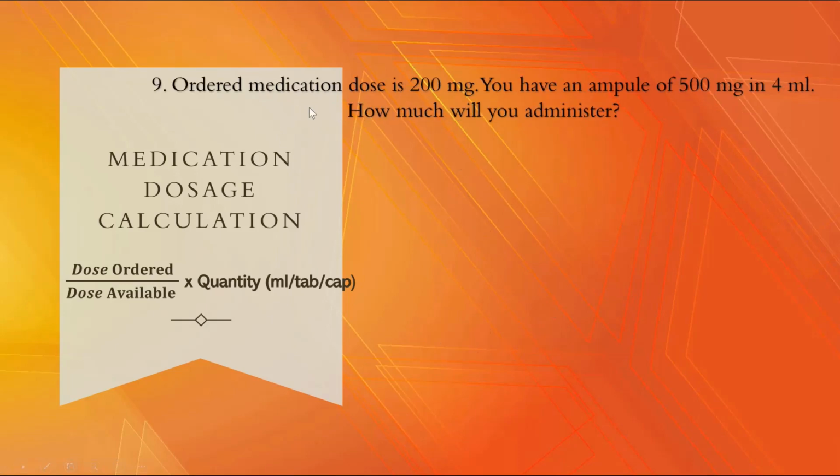Next question. Ordered medication dose is 200 milligram. You have an ampule of 500 milligram in 4 ml. How much will you administer? So the ordered dose is 200 milligram, available is 500 milligram, and quantity is 4. To calculate, 200 divided by 500 into quantity number 4 gives 1.6 ml.